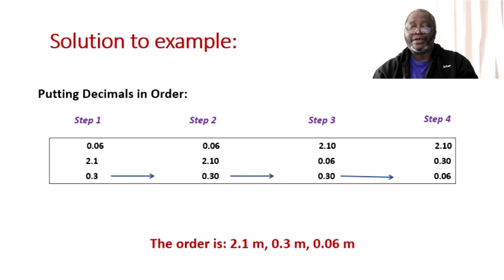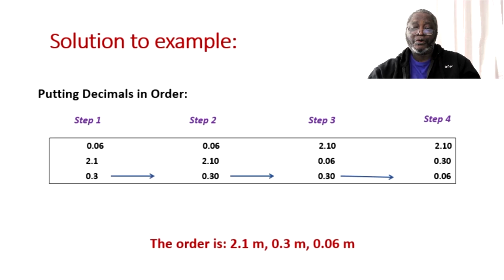0.06 is the smallest. Now the order is therefore 2.1 meters, 0.3 meters, and 0.06 meters. This 0.3 and 0.06 might be a little bit confusing, but if you look at it hard, you'll be able to see the difference. Just remember that the second decimal place is less than the first decimal place.